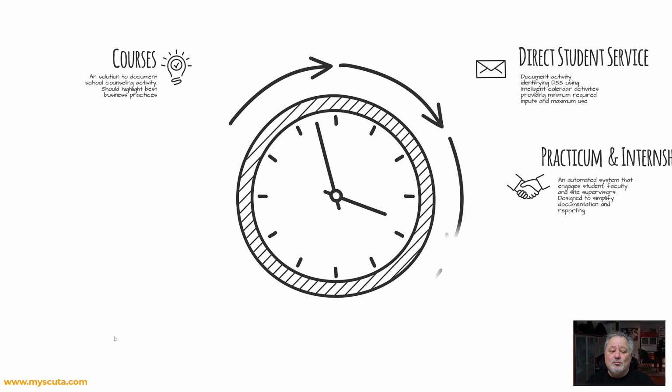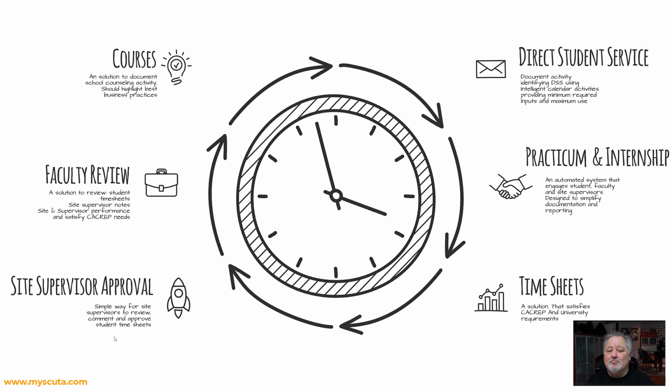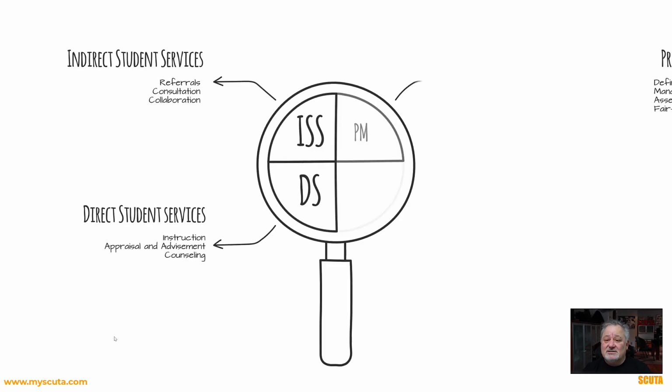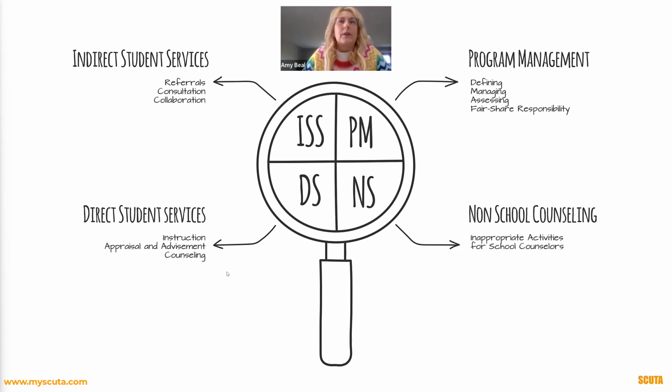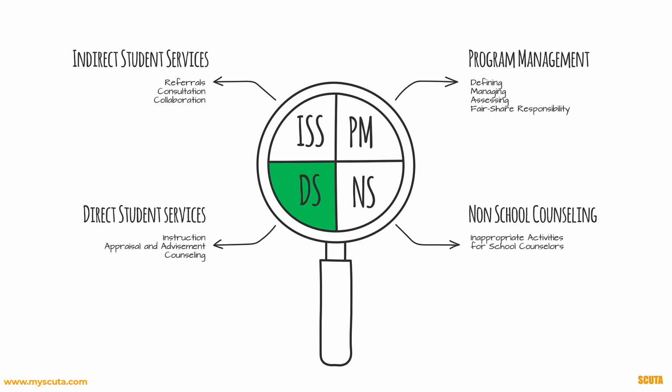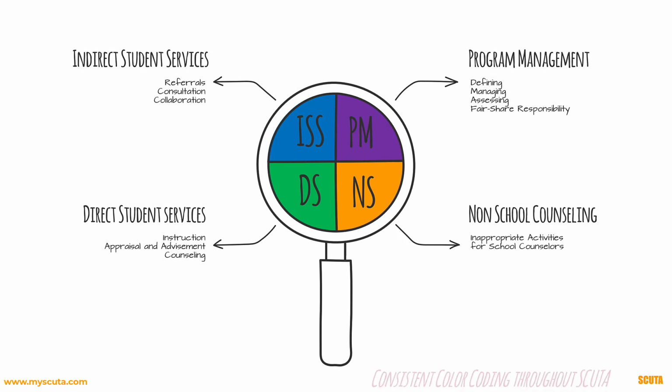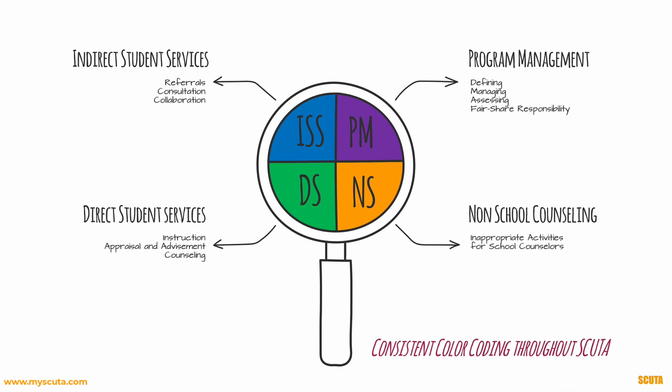The desire to be more data-driven necessitates better data, and a simple way of collecting accurate data. This necessitates detailed classification of time. Your use of time analysis dashboard has 4 categories. There's the direct, which is green, direct student services. Indirect student services are blue, program management notated in purple, and non-school counseling duties notated in orange. Those are the colors that will be used in your calendar, so that will be consistent through all of your data.